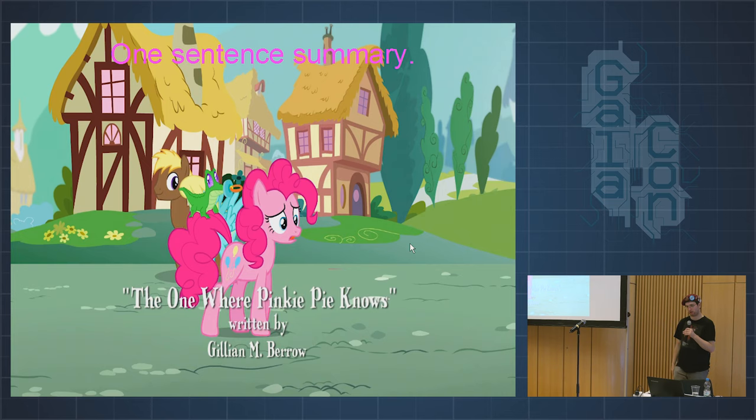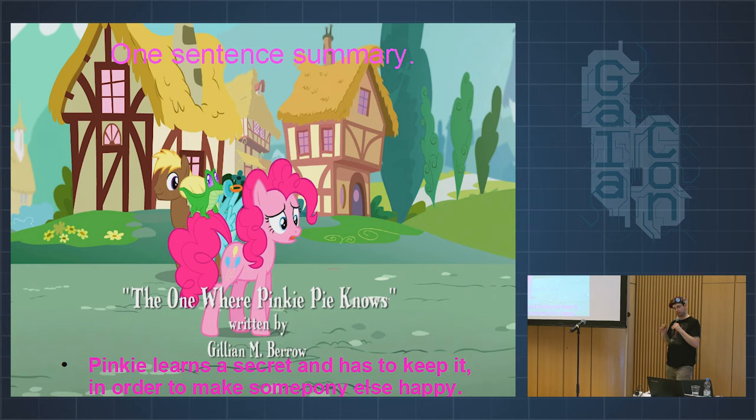We will continue with quick one-sentence summaries. The one where Pinky knows. Yeah, I try to use G-rated episodes. The one sentence summary about this: Pinky learns a secret and has to keep it to make another pony happy, or some pony else. And that's the short thing an author can do. You can put the whole episode, the whole story you are writing, into one sentence. If you do, you can focus on that theme of an episode or story.